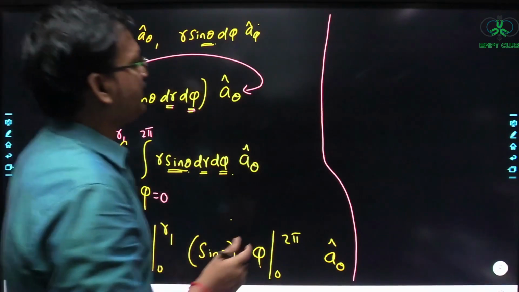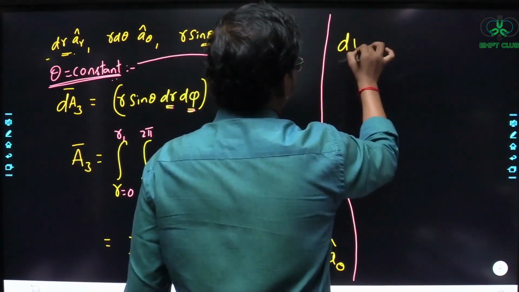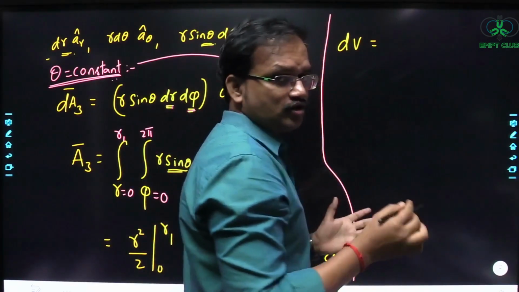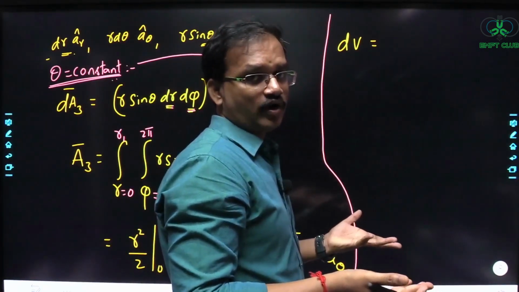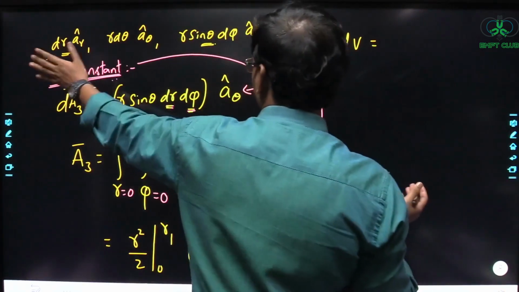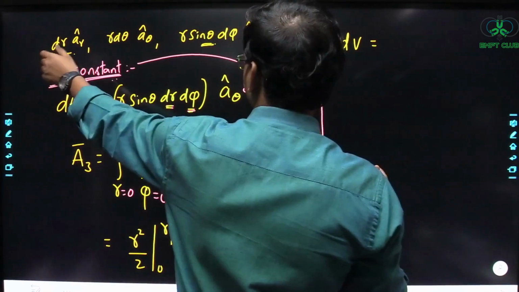So here we can directly write the differential volume dV is equal to what? Just multiply all the three differential lengths here. We know that the differential volume is a scalar quantity. Understood? The volume is a scalar quantity, isn't it? So just multiply all the three differential lengths. What are you going to get here?